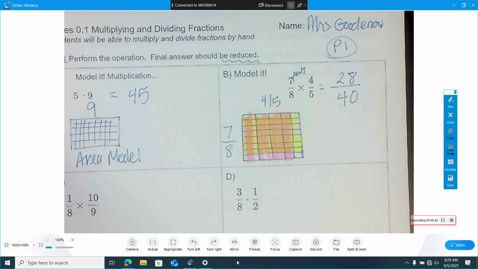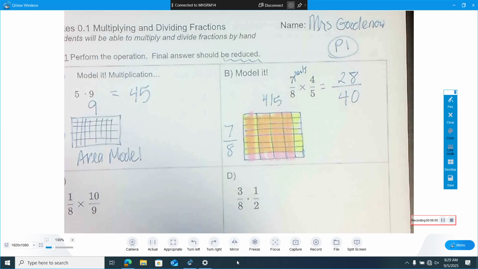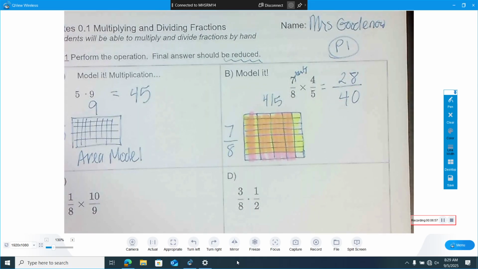Okay, how many of you want to draw this stuff out every single time you multiply fractions? I don't think so. We never do that, right? So how do we, what's the shortcut? How do we get 28 out of 40? Cross multiplication. Cross multiplication is an interesting way to say that.